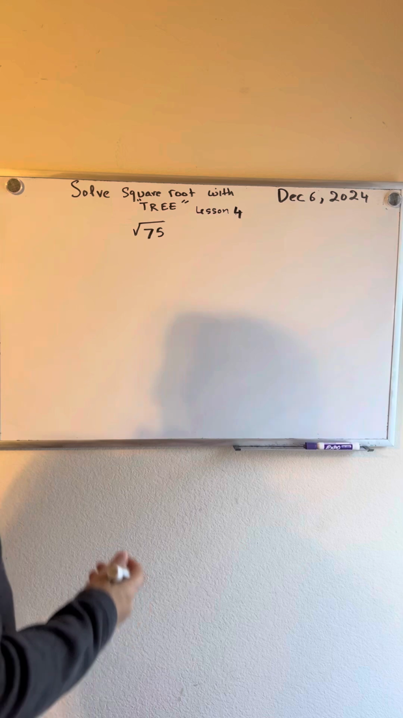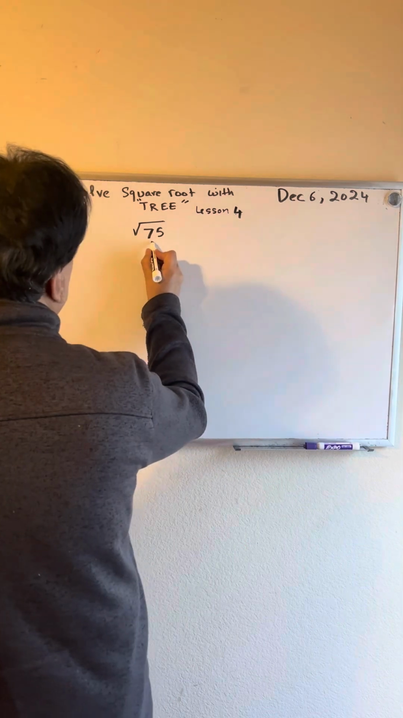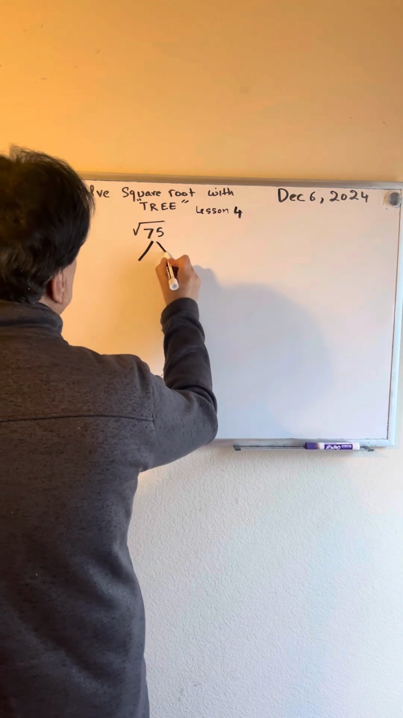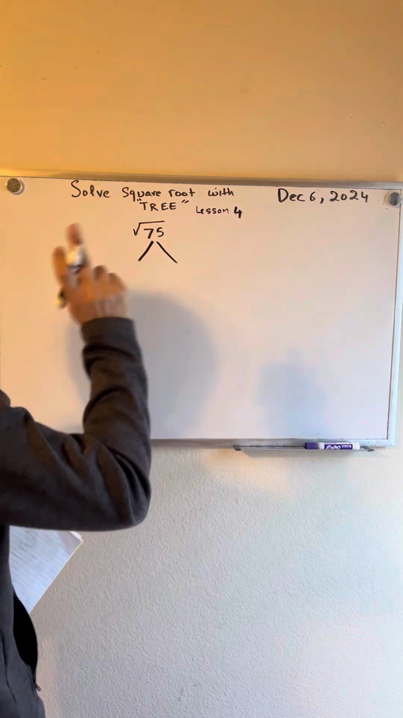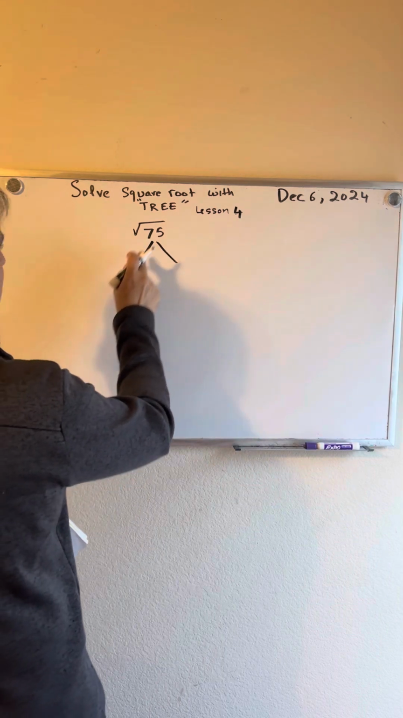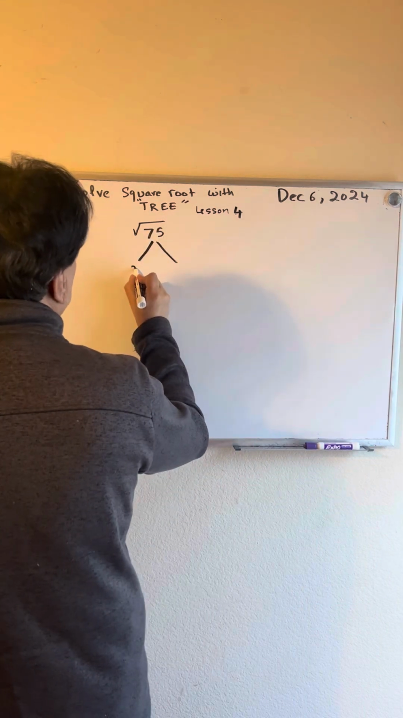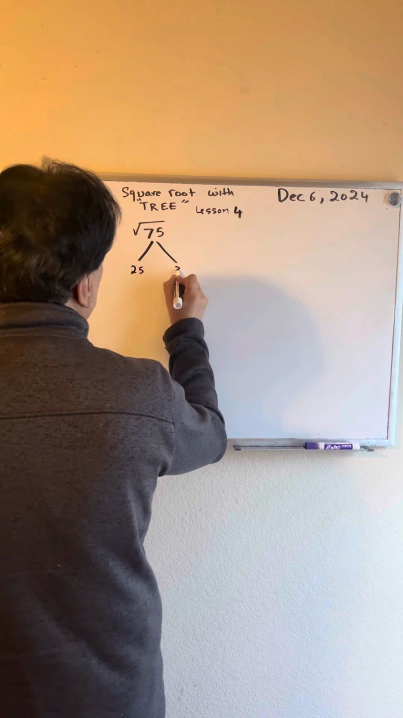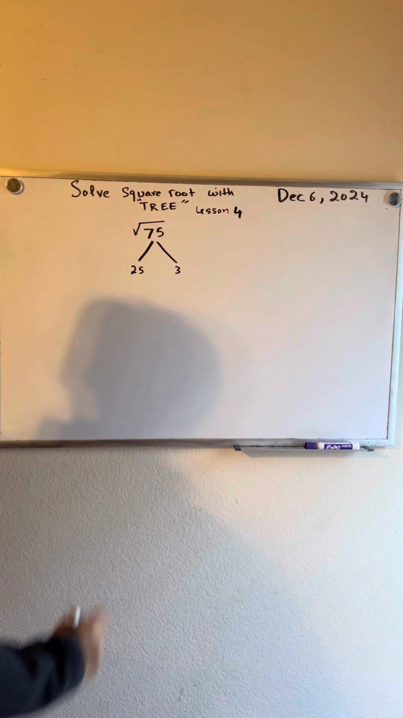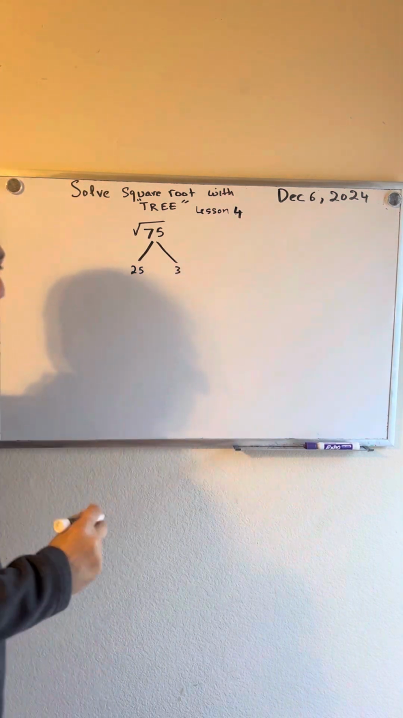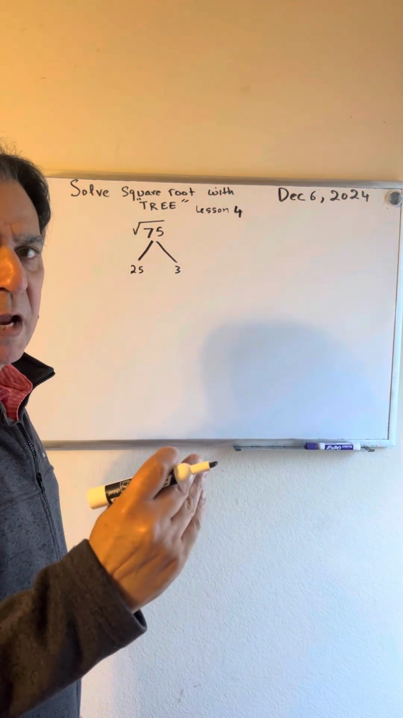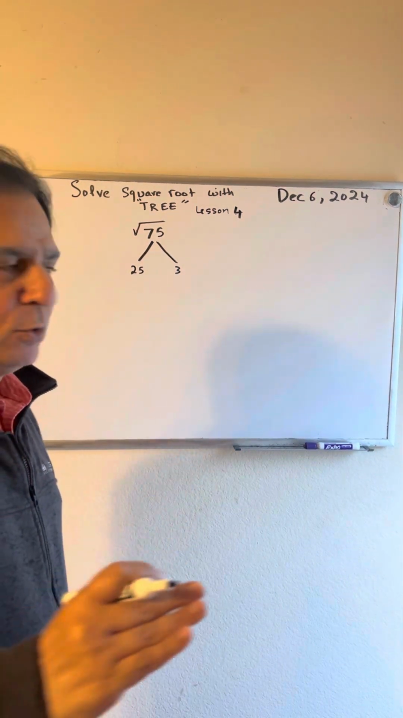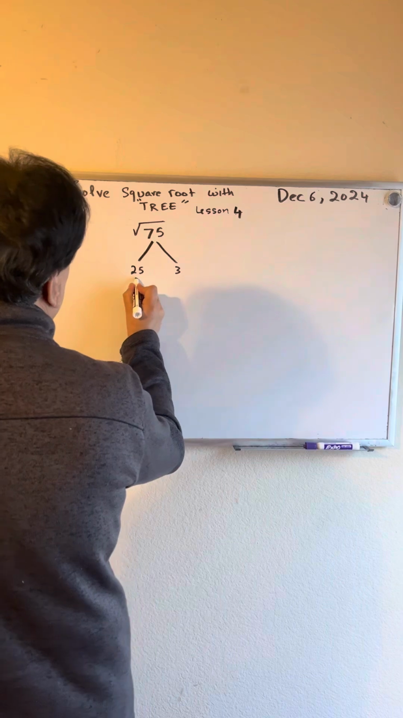Well, first thing is that you build a factor tree. So you have two branches. Find two numbers which I multiply and I get 75. The number which comes to mind is 25 times 3 is 75. 3 is a prime number. When you see a prime number, you can't build the tree anymore. So we keep going.